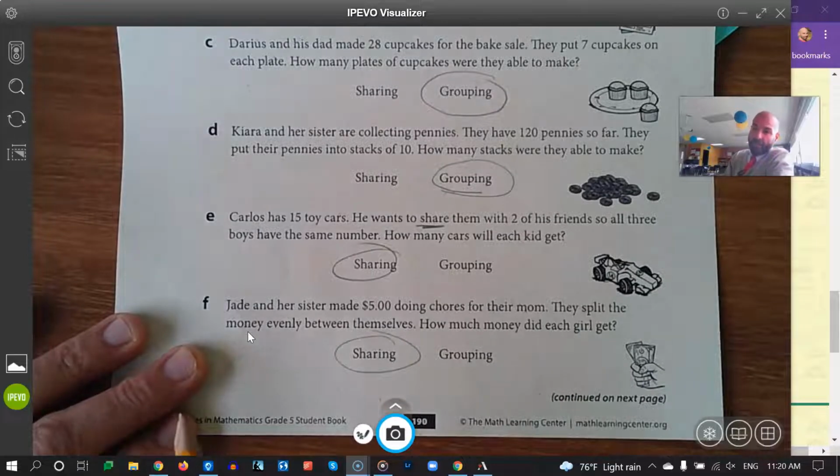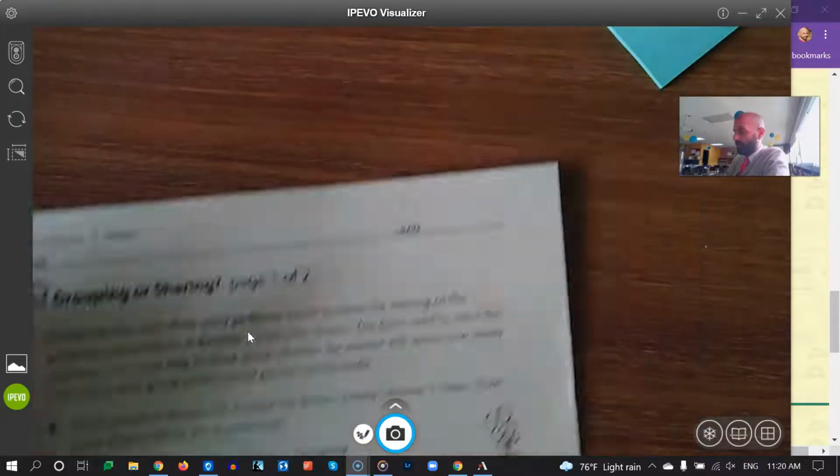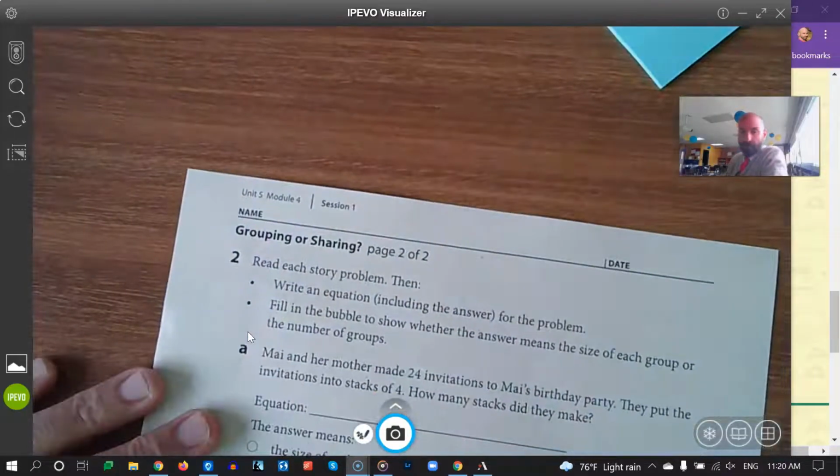To change it and make it a grouping one, you could say I have $5. Each person gets $1. How many people are there? Then that's a grouping problem because I'm telling you how much each one gets. So you kind of have to start to think about the differentiation between those 2 things. All right, now let's see number 2.